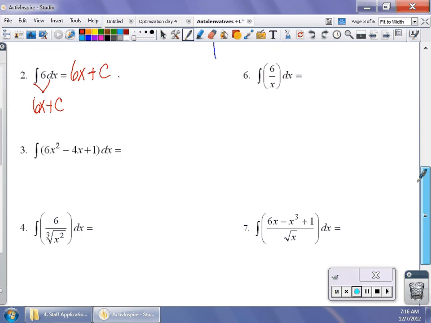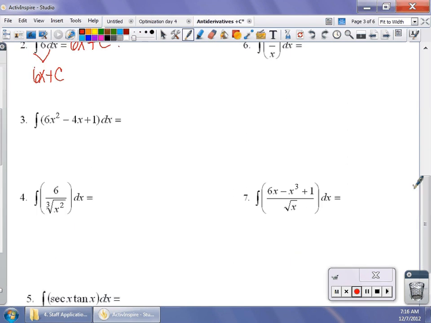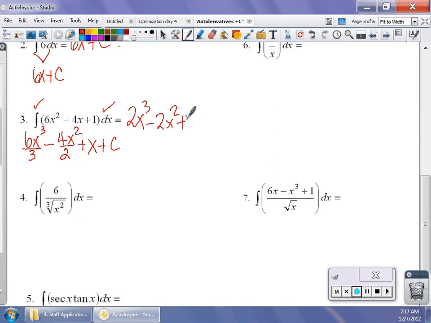Problem number 3 is a power function, so we're going to reverse the power rule. We're finding the antiderivative, and we are in terms of x. So we're going to increase the power by 1 and divide by the new power. Then we're going to go to the second term. We're going to increase the power by 1, divide by the new power. Who has a derivative of 1? That's x plus the constant of integration, which gives me 2x cubed minus 2x squared plus x plus c.